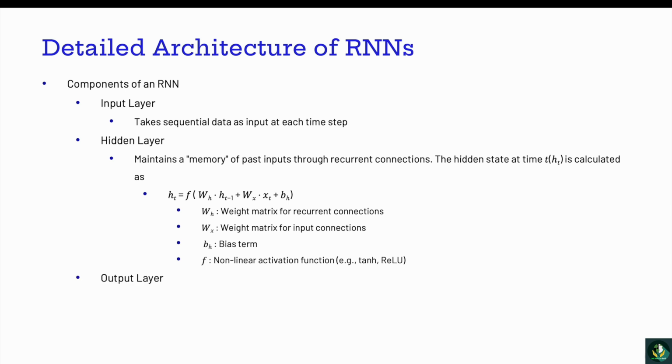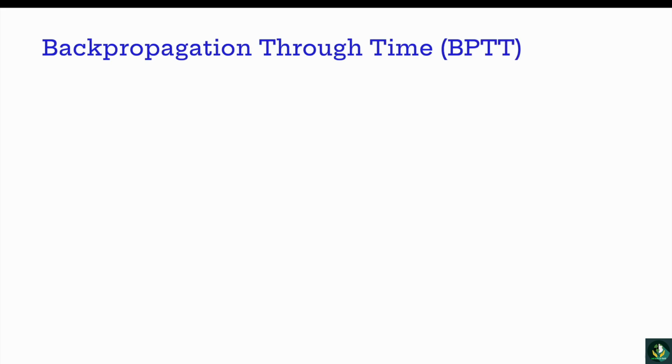For the output layer, it produces output y_t based on the hidden state h_t, which is y_t = g(W_y · h_t + b_y), where g is the activation function, which can be softmax for classification. Now next, let's talk about backpropagation through time, which is BPTT. Now what is BPTT? BPTT is an extension of standard backpropagation to handle sequential data in RNNs.